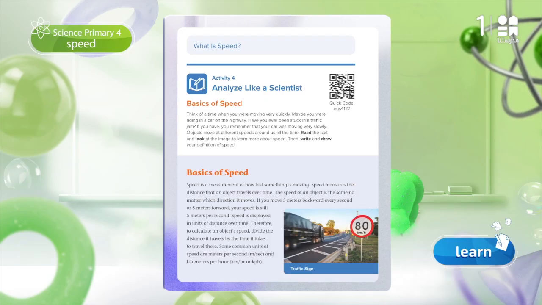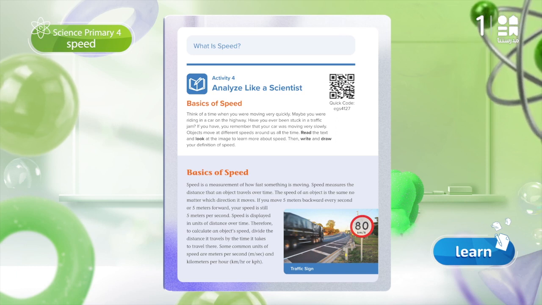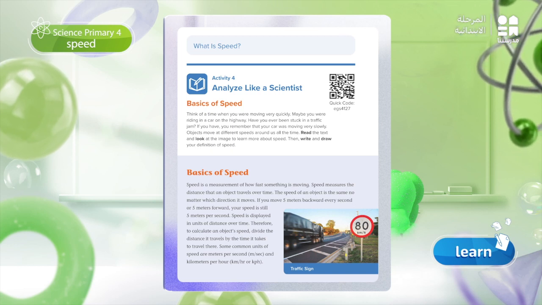But how is the car speed limit set on the road? Why is it 80 and not 90, for example? Let's open our book on page 191 and read the first part of the text. Get your pen, then underline the most important information that will help you answer the questions.